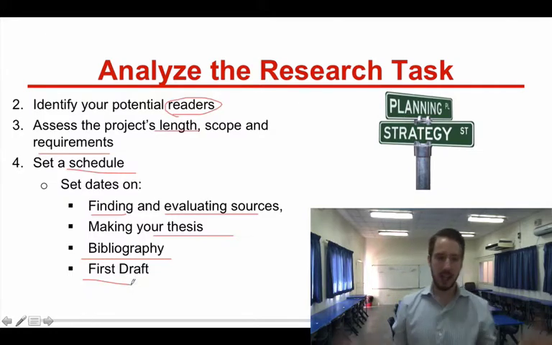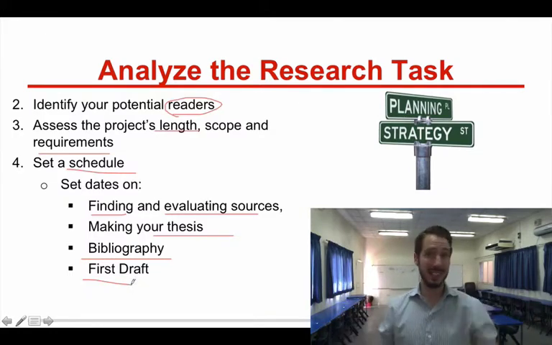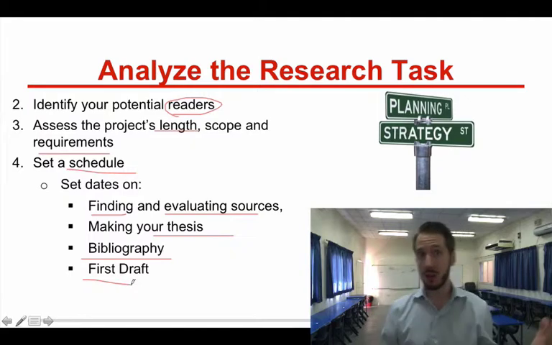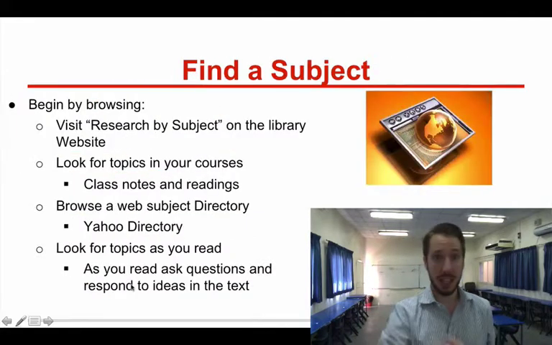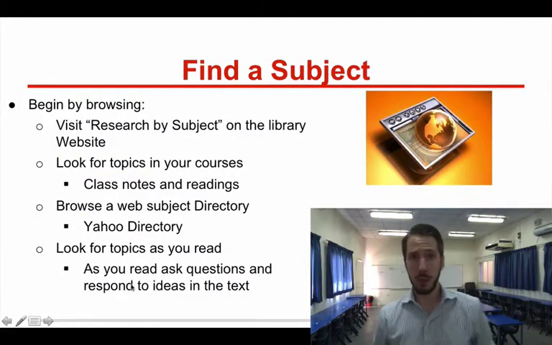This will give you a timeline for you to work on because honestly, you're going to have a lot of other things going on in your life. You want to make sure you have a schedule here. If you fail to plan, you plan to fail.